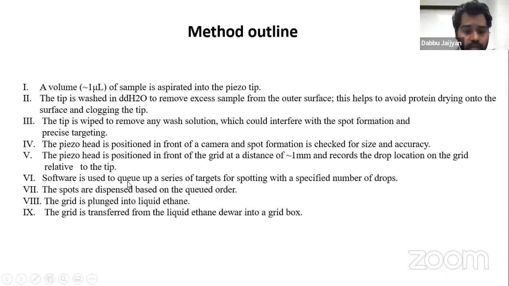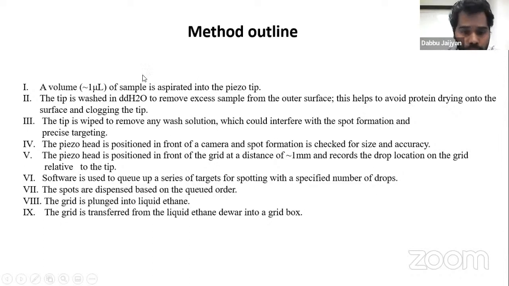So in this automated process, the software can queue up a series of targets for spotting with a specified number of drops, and the spots are dispersed based on the queued order. You can give a number to them, and then they will be deposited in that order. Then the grid is plunged automatically using tweezers into liquid ethane, and after that the grid is transferred from the liquid ethane into the grid box.